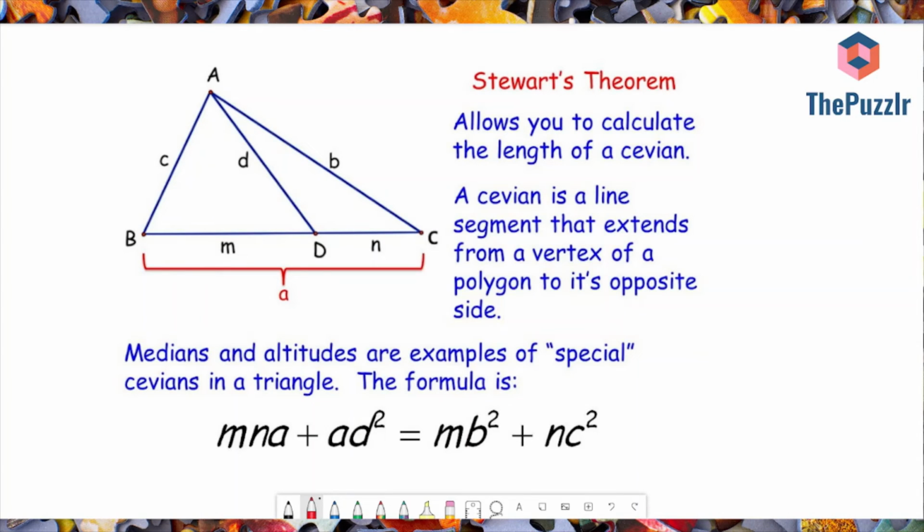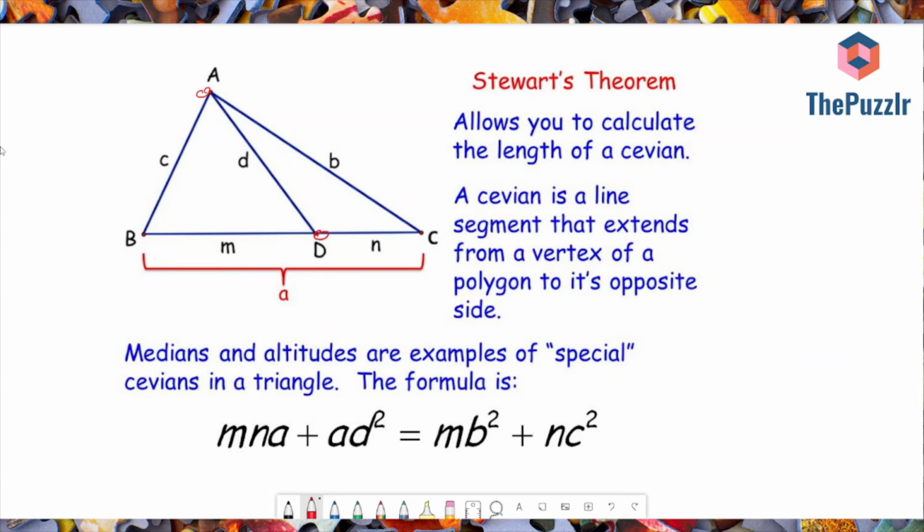Okay, now as we're running out of time, let's take a look at some of the theorems that can appear on the AMC 10. Not as much, but you should still know them. The first theorem we're going to look at is Stewart's theorem, and it allows you to calculate the length of a cevian. A cevian is a line segment that extends from a vertex of a polygon to its opposite side. Medians and altitudes are cevians in a triangle, and they're just special cevians.